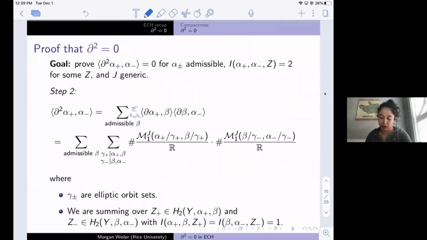Summing over all the elliptic orbit sets that I've removed from alpha plus and beta, and summing over all these moduli spaces that don't involve elliptic covers of cylinders, or taking the sum of the number of elements in all these moduli spaces that have no covers of elliptic cylinders. Okay, so that's just writing out what the differential squared coefficient has to be.